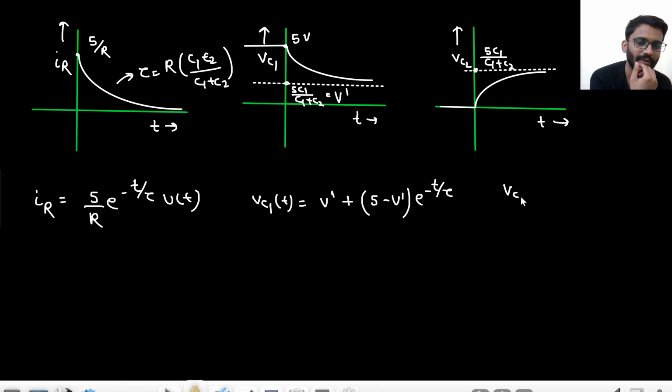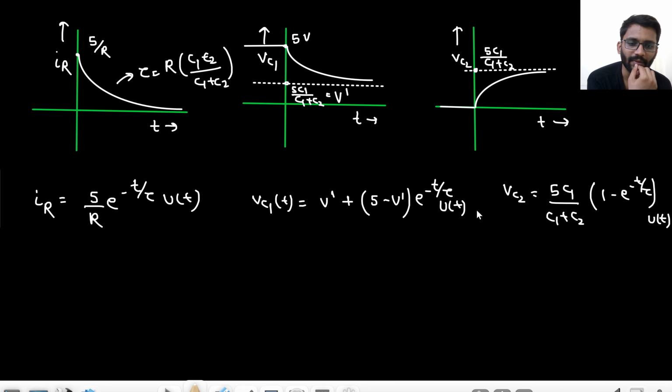And what about VC2? VC2 I can directly write, that would be 5 C1 upon C1 plus C2 times 1 minus e to the power minus t upon tau. Of course u(t) will be there, and here as well we will have u(t). Are you understanding the point? Here the initial and final value are same, but there is one difference in the second circuit, that the response is exponential. In the first circuit there was immediate response because there was no resistor involved. If there was no resistor involved, that means the current was infinity.